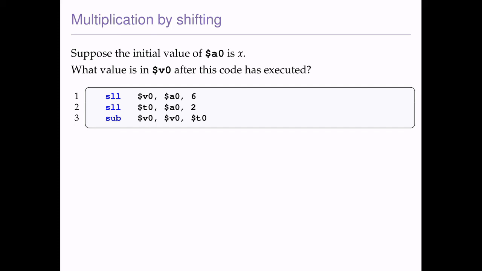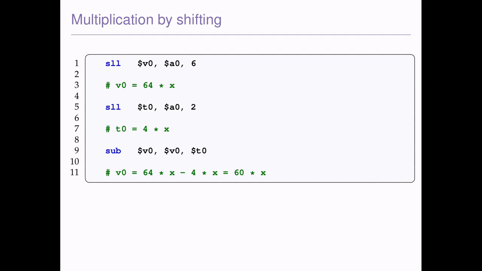So we're going to get 2 to the power of 6 times x in the first line, which is 64 times x. And then in the next line, we're going to get 2 to the power of 2 times x, which is going to be 4 times x, and then we're going to subtract them from each other to get 60 times x. As you can see here, first line, 2 to the power 6, gives us 64 times x. Second line, our usual, shift left by 2, that's the same as multiplying by 4. And then we subtract from the value in V0, which is the 64 times x, the value of 4 times x, so we get from 64 times x to 60 times x.